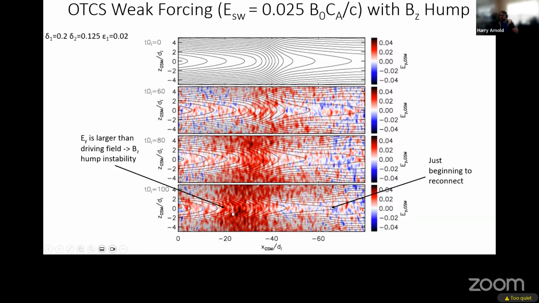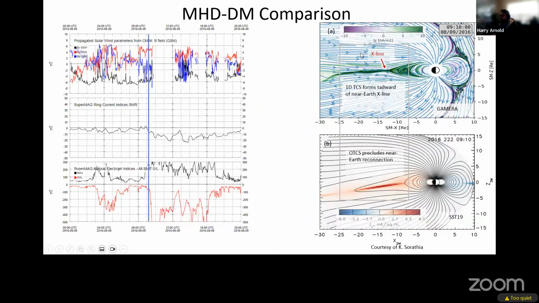So the electric field here is larger than our driving field, which suggests that we do still have this BZ hump instability in the thin current sheet equilibrium. So we've yet to fully confirm this with just a BZ hump and no driving, but the fact that we're able to generate a larger electric field suggests that this instability does exist. Okay, so I'm basically done here.